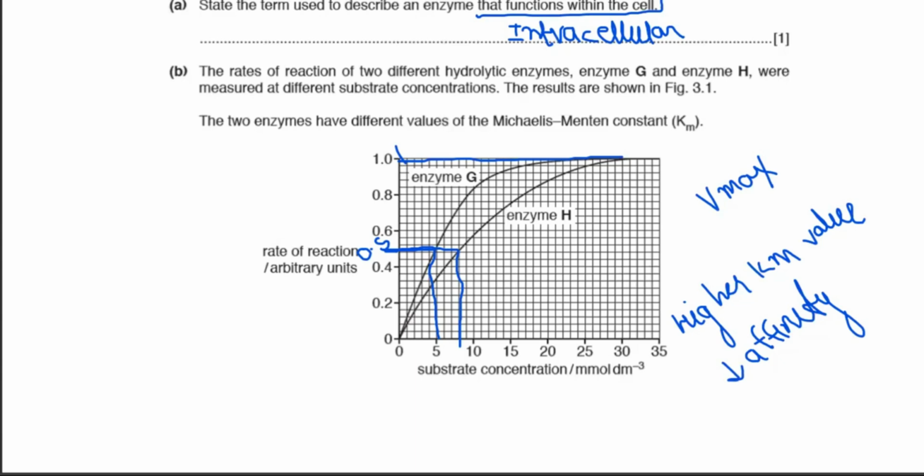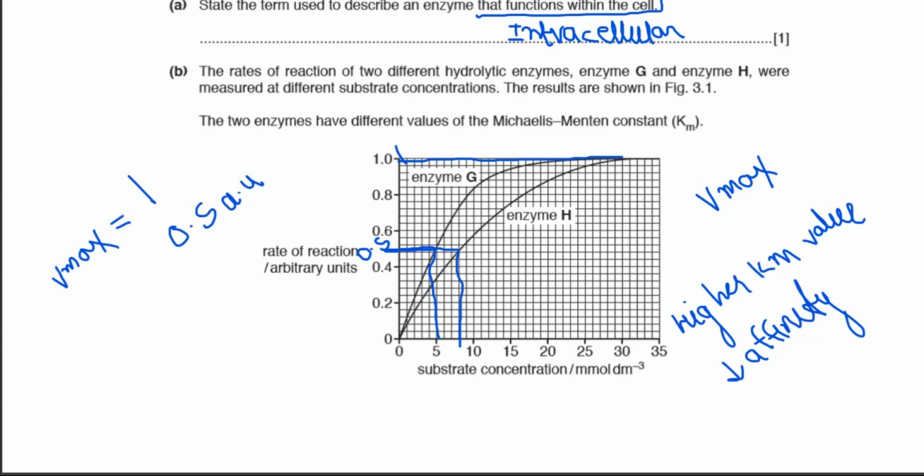We already found out the half. 0.5 is your Vmax. Vmax is like 1, and when you divided it by half, it became 0.5. So you'll write 0.5 AU. AU is arbitrary units. Make sure that you write units. It's important. AU, 0.5 AU.